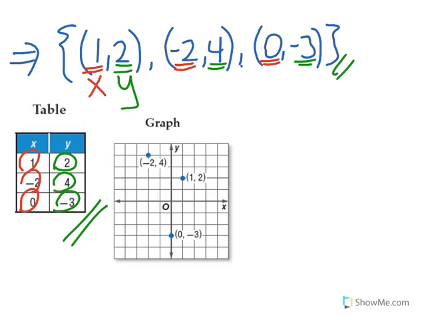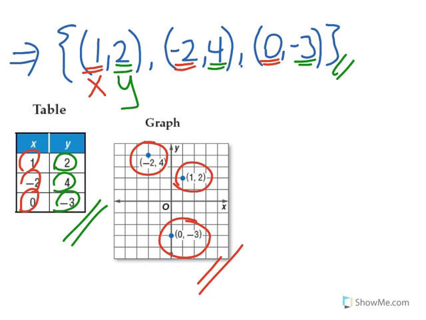Secondly, we can have a graph of this relation. How? Since these are ordered pairs, they represent coordinates of some points. So minus 2 to 4 is here, 0 to minus 3 is here, 1 to 2 is here. So on the coordinate plane, if we plot the ordered pairs, then we represent the relation as a graph.